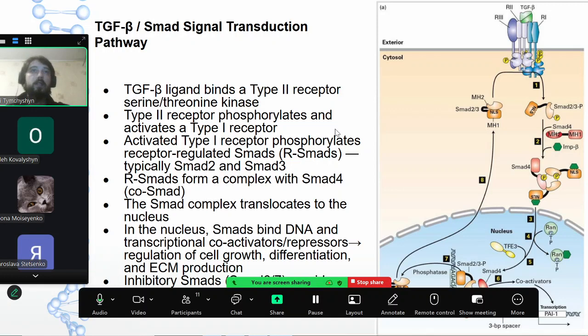Without too many details, I don't think it's really necessary. So here is the TGF beta SMAD signal transduction pathway. So here you see the image, how that signal gets from the outside to the inside.